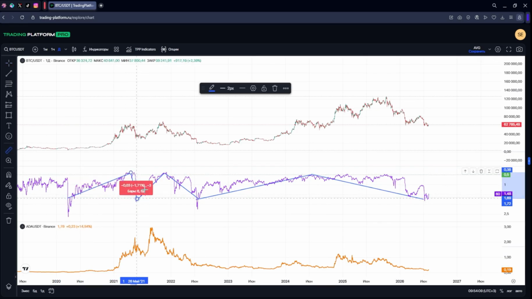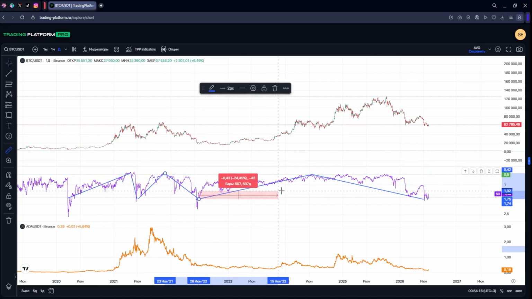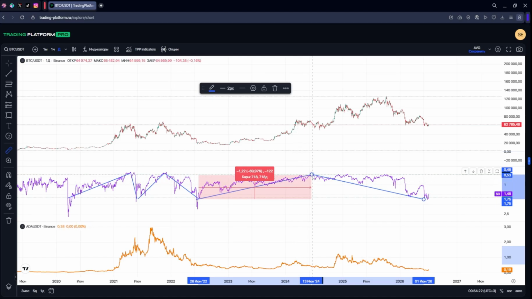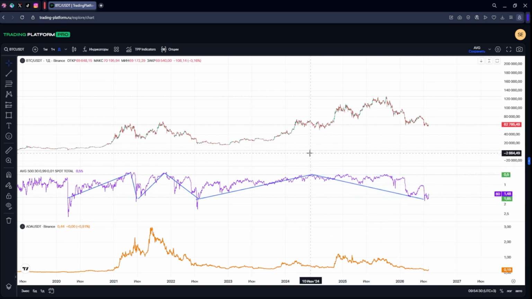And in 2021, this process happened quickly. The entire growth lasted only 200 days. After that, the market grew from 2022 to 2024, and this lasted 700 days, which is almost 2 years. And it distributed for quite a long time, as much as a year and a half, and now it has come back to the buying zone again. So what does this mean?